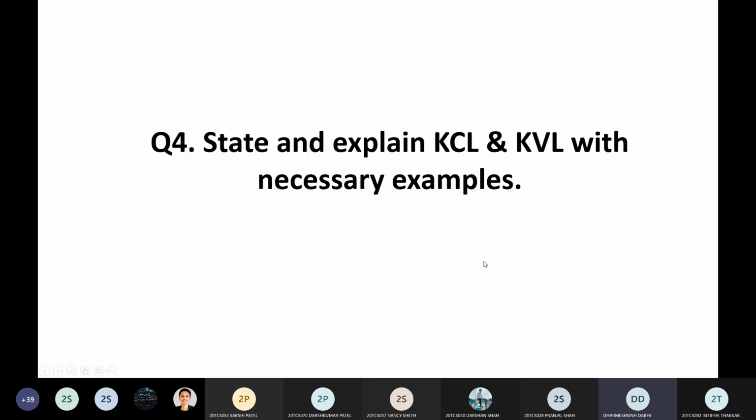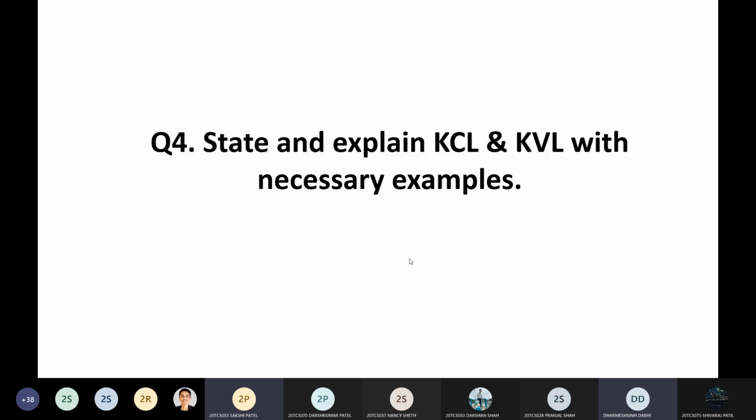Okay, so what is the answer? KVL and KCL? Yes. We need to state KCL and KVL law with a diagram. What is the KCL? Give the statement of KCL.